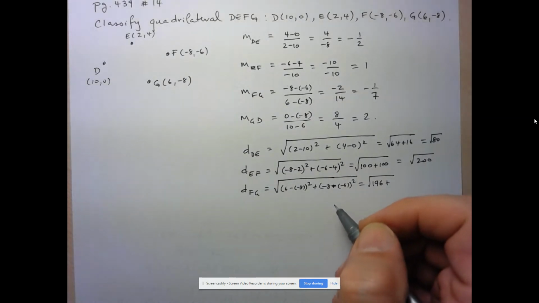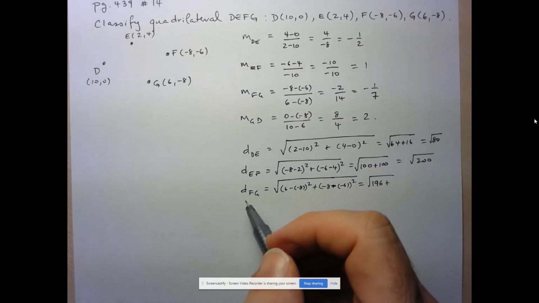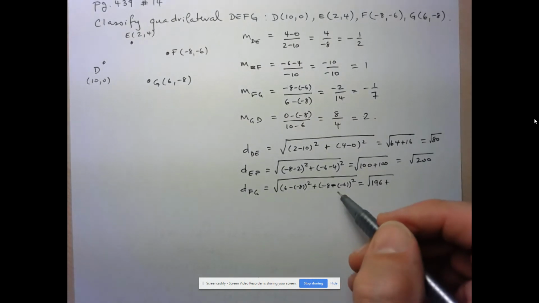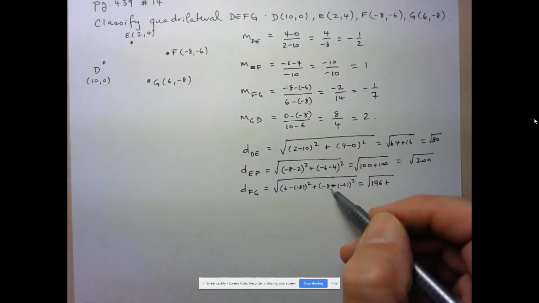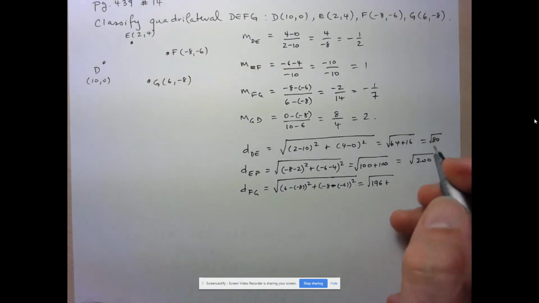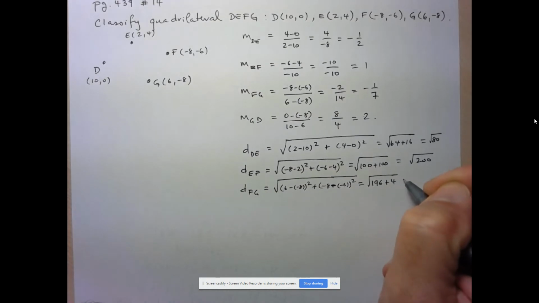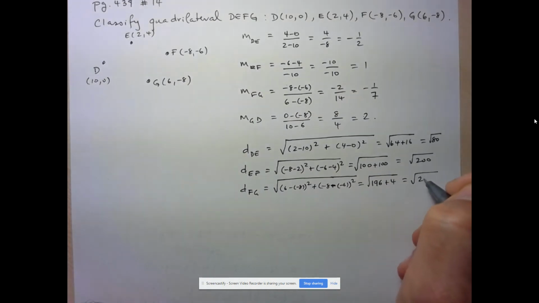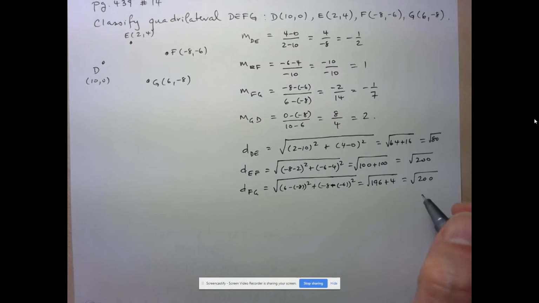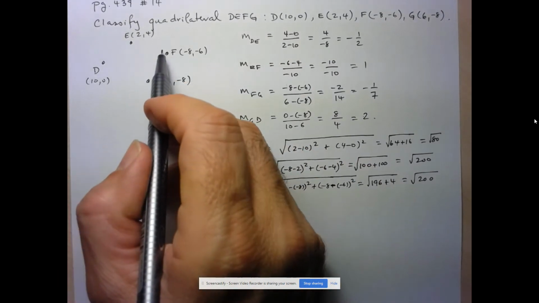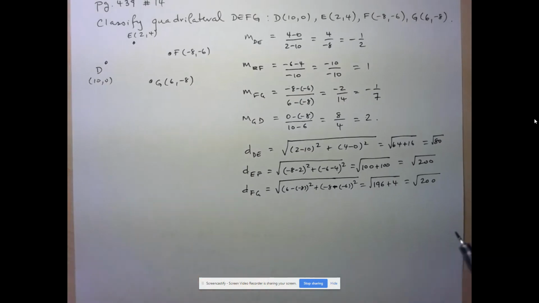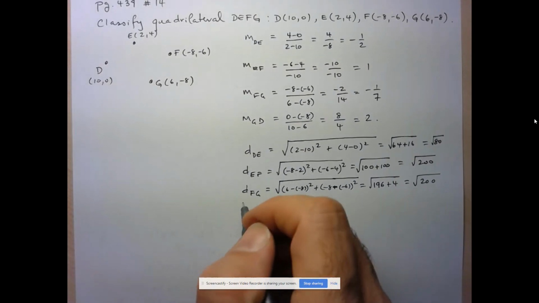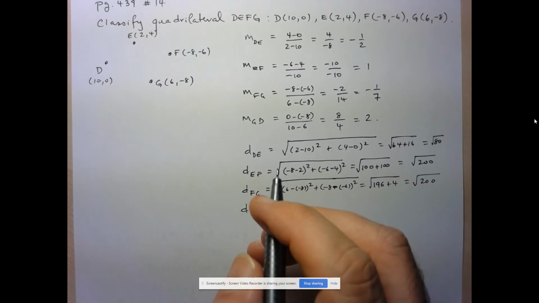I just realized I think I made a mistake here, we're doing FG. So here, negative 8 minus negative 6. Yeah, no, I did that right. So that's going to be negative 2 squared, which is 4. So plus 4. And so here we have, finally, we've got something interesting. So we see that these two adjacent sides are the same length. Okay, so still doesn't say anything official until we check that last one.